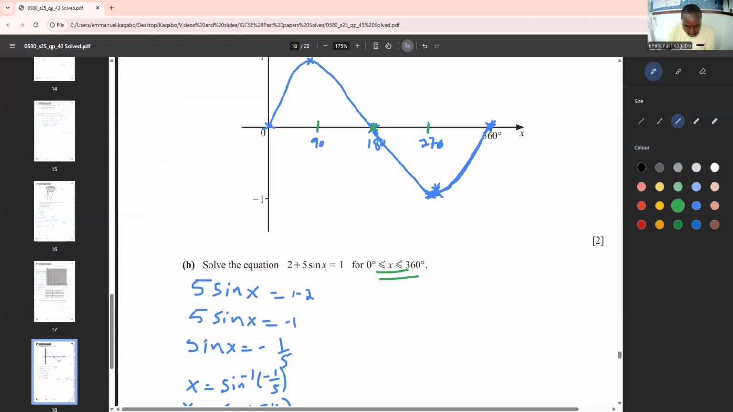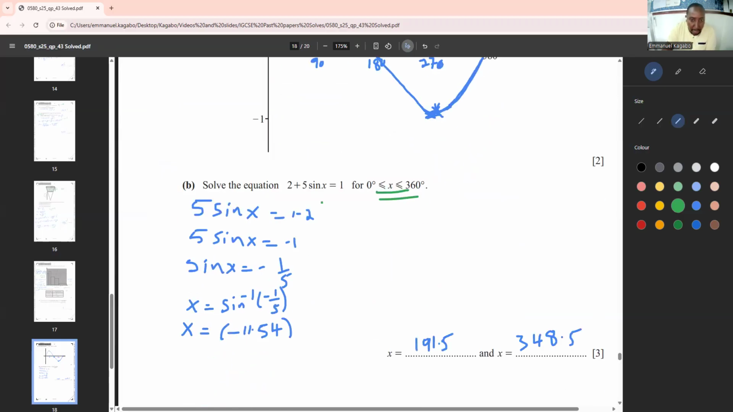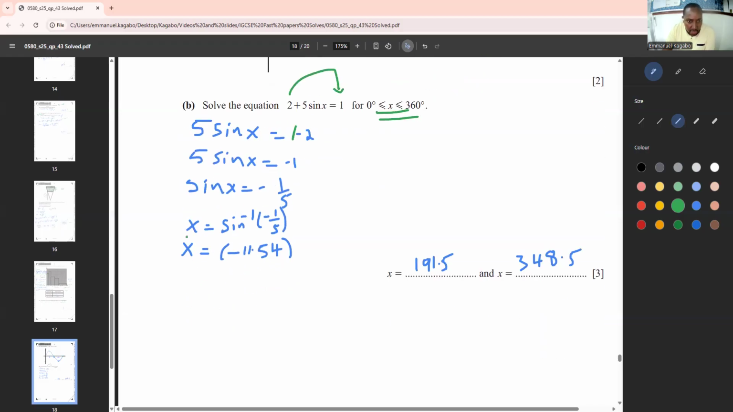That is the range of the values given, the domain of the x values. They are given from 0 to that. So I have to take this to the other side. What's 1 minus 2? This is negative 1. So that will give me 5 sine x equals negative 1. Divide by 5, sine x is equal to negative 1 over 5. X will be equal to sine inverse of negative 1 over 5.